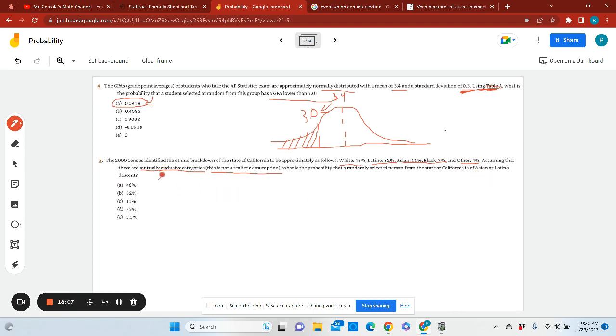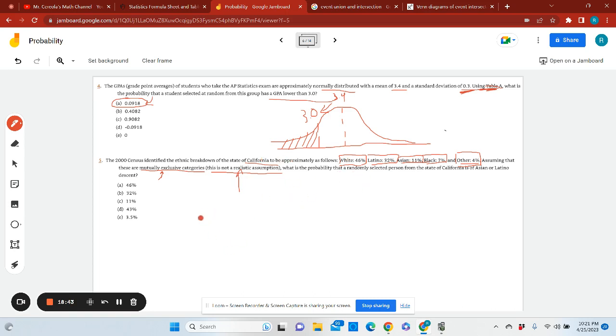So this is important, right? This mutually exclusive thing. Mutually exclusive, again, means that they can't occur at the same time. So basically, for this group of people in California, when they categorized you by race, you could only go into one category. They basically didn't allow you to count towards two ethnicities as mixed, right? They're basically saying that everybody gets one classification. And it says here, this is not a realistic assumption because that's not the world we live in. But statistically, it's important, right?